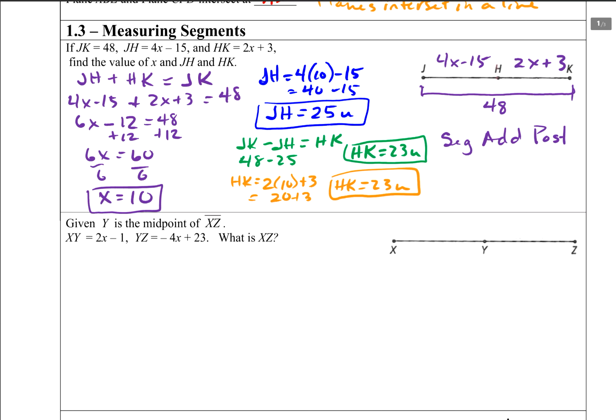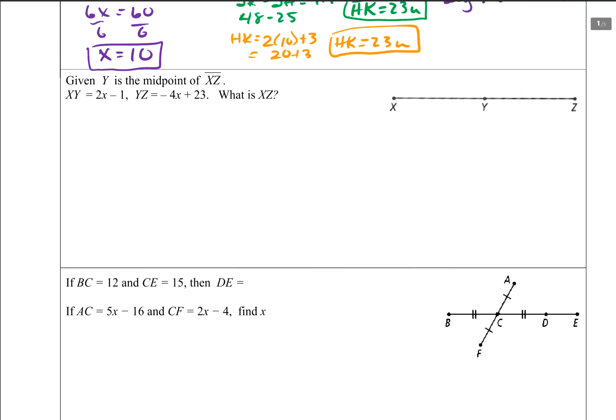I think the 48 minus 25 is a lot faster, but you have to understand that, and you could come up here and label it. You could label this 25, and then you would see that you could use 48 minus 25 to get 23. You can also substitute in. That works. All right, so what's next?